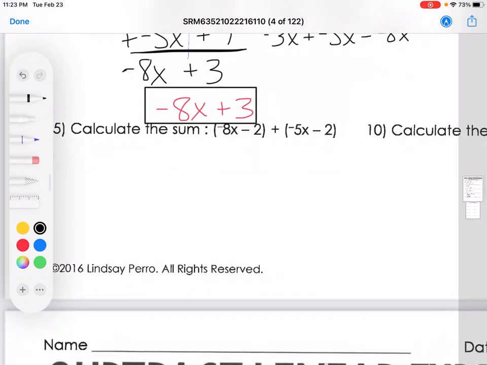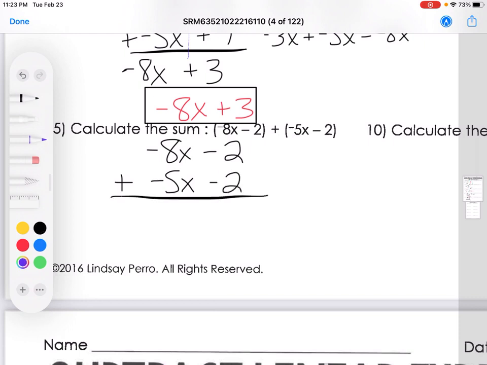Number 5, negative 8x minus 2 plus negative 5x minus 2. So negative 2 plus negative 2 is negative 4. And negative 8x plus negative 5x would be negative 13x. So I have negative 13x minus 4.